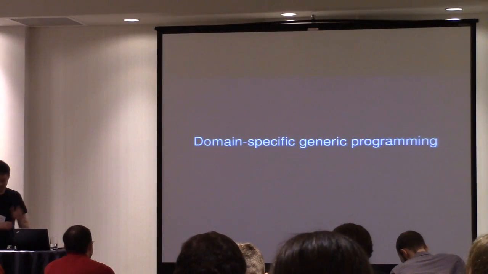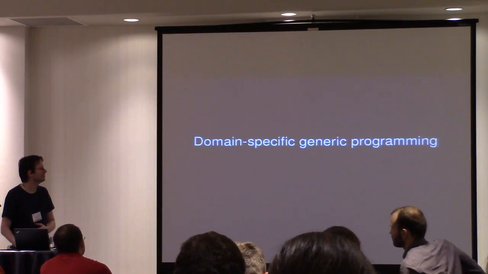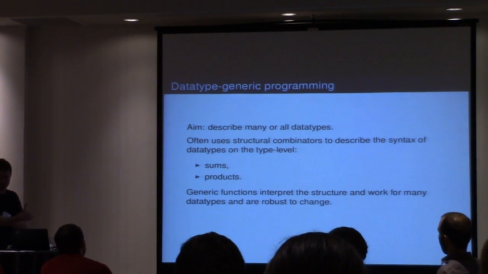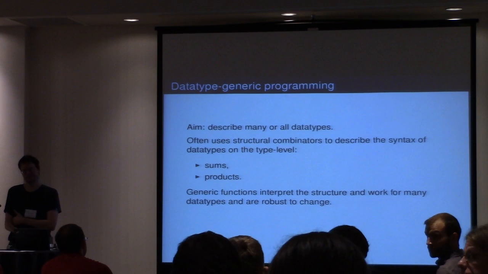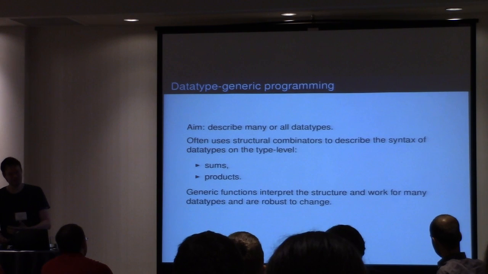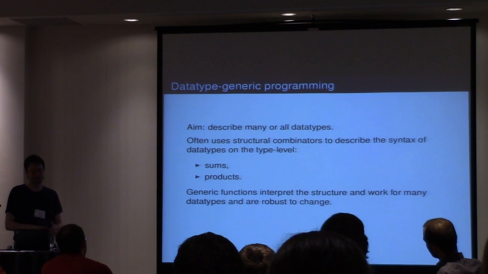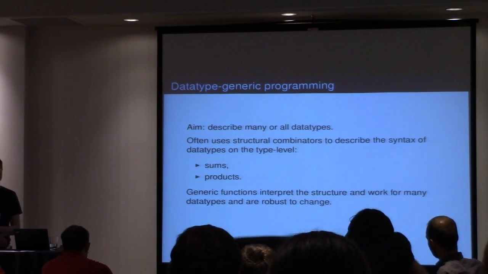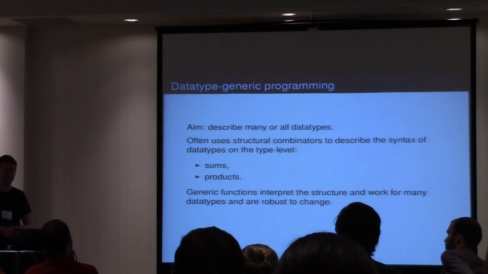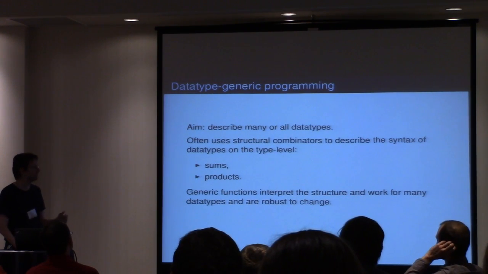As a final point, I want to say how this all relates to generic programming. So if you look at data type generic programming, the aim is to describe many or all data types systematically using some kind of DSL. And you often use structural combinators on the type level to describe the syntax of data types. And in Haskell, you have mostly sums and products that are important constructs there. And then generic functions interpret that structure and work for many data types and are robust to change and save you boilerplate code. And this is really very similar.